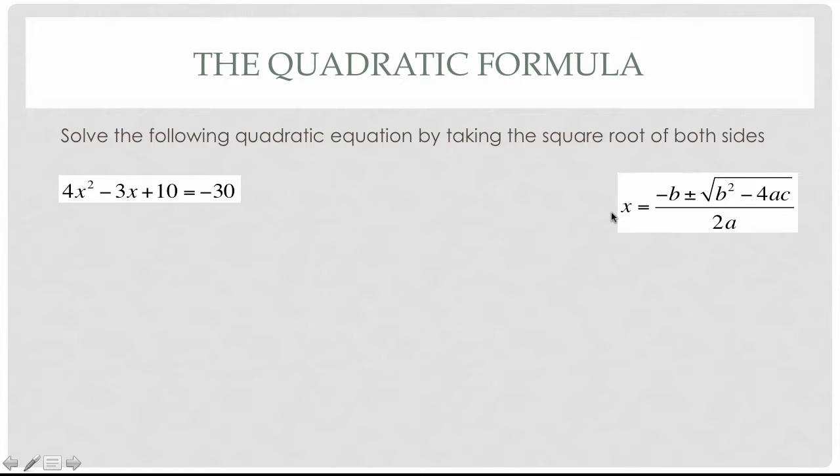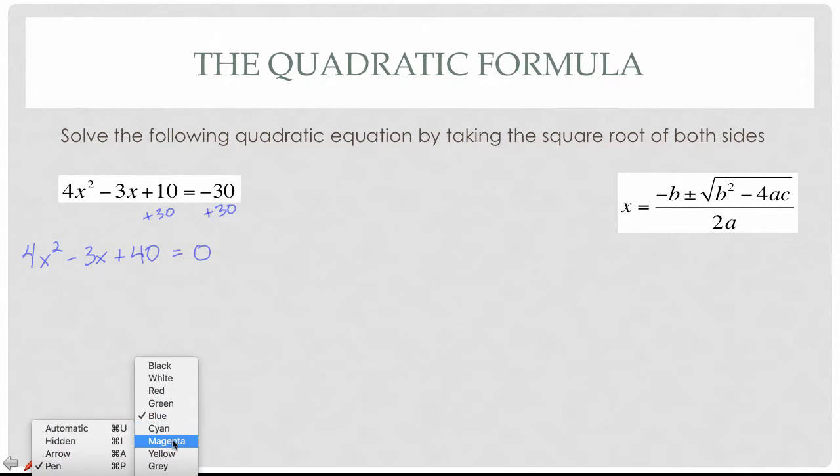Let's do an example. Let's use the quadratic formula. Solve the following quadratic equation, and not by using the square root of both sides. We're going to solve this using the quadratic formula. So the first thing I need to do is rearrange it to get it equal to 0, right? So I'm going to add 30 to both sides. Add 30. We've got 4x squared minus 3x plus 40 equals 0. That's our first step. This quadratic formula only works if you get it equal to 0.